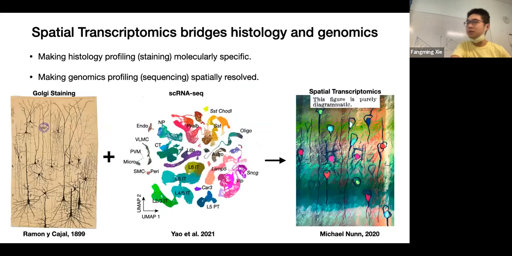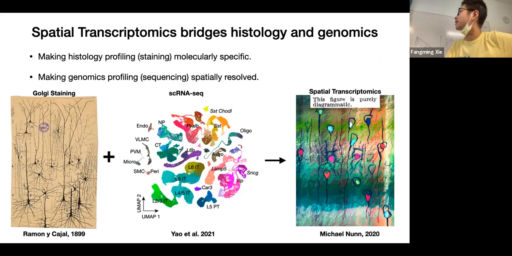Okay, so we're almost at the point of spatial transcriptomics, which, like I said, is unifying the best of two worlds, tissue histology and genomics. Tissue histology or staining only measures one sample at a time, but spatial transcriptomics allows us to measure more genes in a comprehensive way. And genomics traditionally can measure a lot of genes, but with no spatial information.